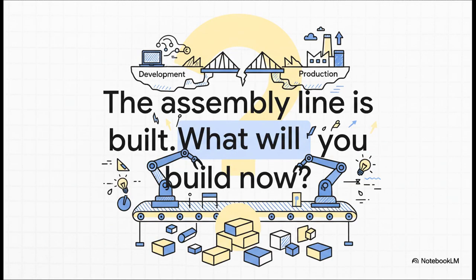So, by adopting this way of thinking and using these tools, you have officially crossed the chasm. You've left the model graveyard behind, you've built yourself a powerful, efficient assembly line for innovation. So now the only question left to ask is, what are you going to build with it?